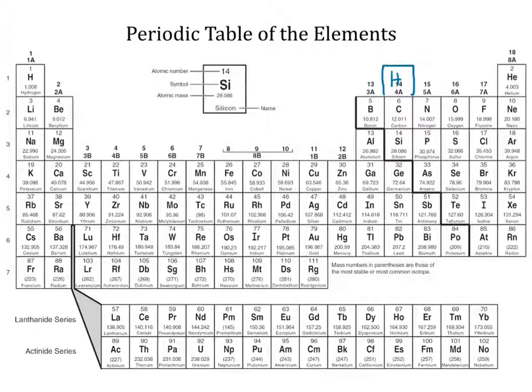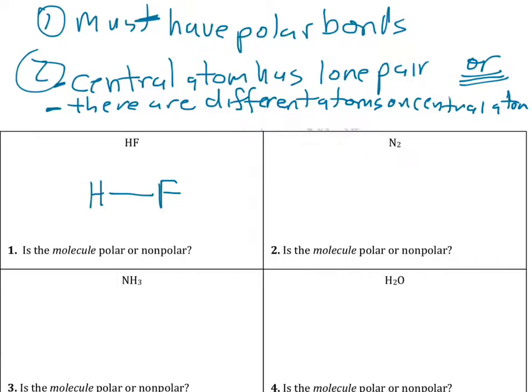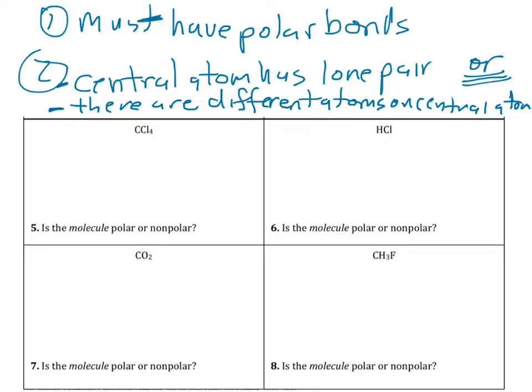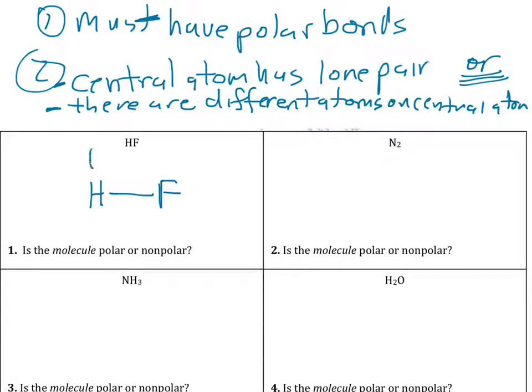So let's go ahead and take a look here. So we're talking about hydrogen and fluorine. Here's hydrogen, here's fluorine. Are they on the same diagonal? They're not. And because fluorine is on this side of the diagonal, it's going to be more electronegative than the hydrogen. And so because it's more electronegative than the hydrogen, it is going to be a polar bond going in this direction. And so is this a polar molecule? Yes. Now, obviously it doesn't have a central atom in this situation. So if it doesn't have a central atom, then all there needs to be is a polar bond.